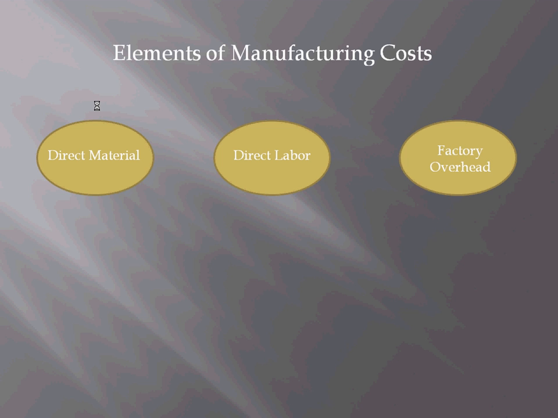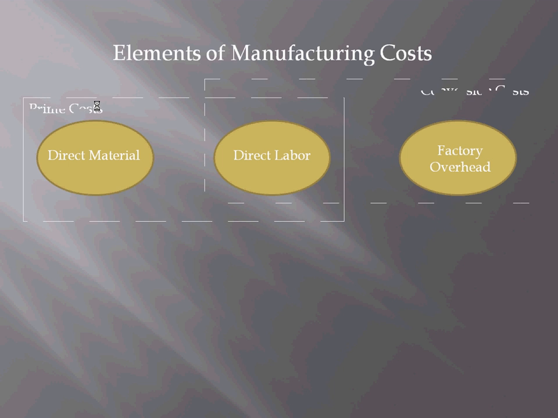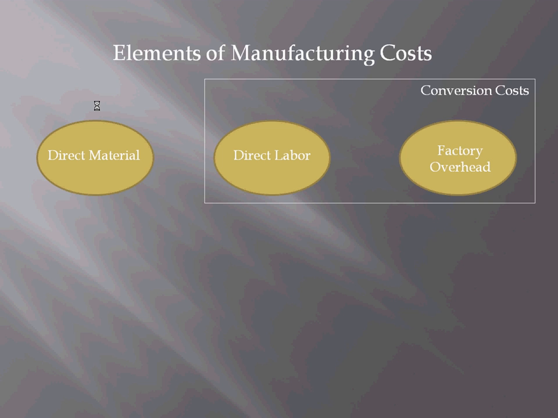We categorize these, and you don't need to know this so much for this video or for this series, but these two are called prime costs. These two are called conversion costs, and in another series we'll talk about conversion costs separate from material costs. But for this one, just understand there's three pieces, and that's all you need to know for that.